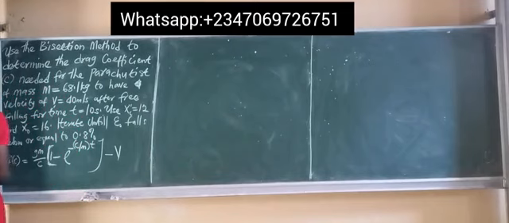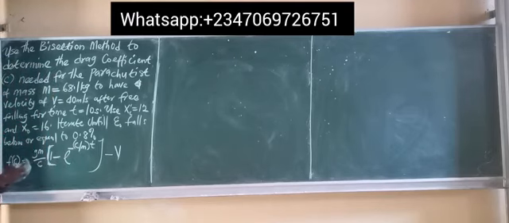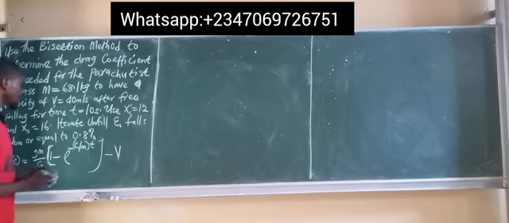It says, use the bisection method to determine the drag coefficient C needed for the parachutist of mass M equals 68.1 kg to have a velocity of V equals 40 meters per second after free falling for time T equals 10 seconds. Now we are given initial guesses. Use xi equal to 12 and x naught equal to 16. Iterate until the error falls below or equal to 0.8%.